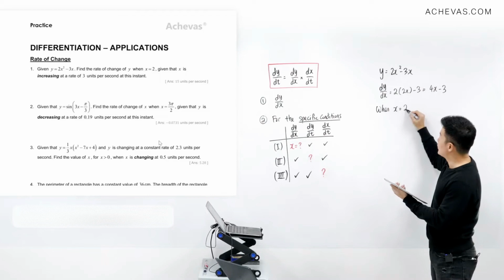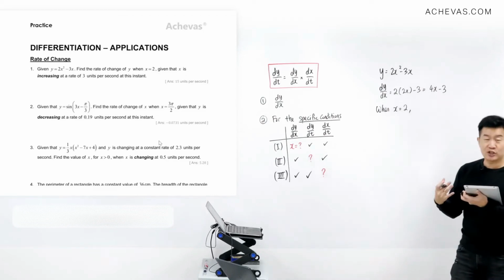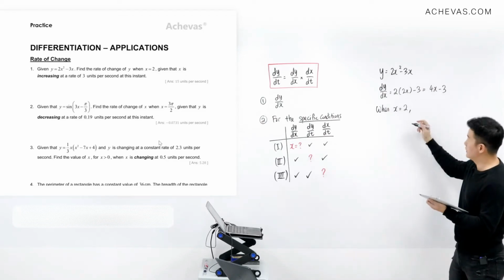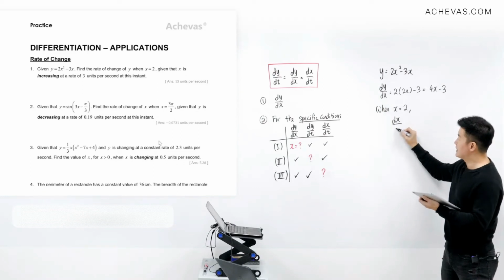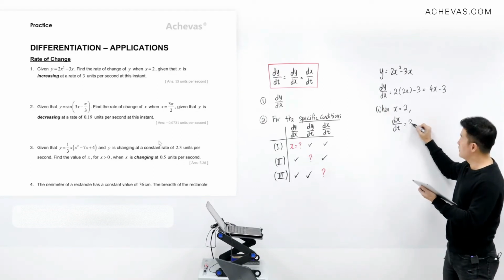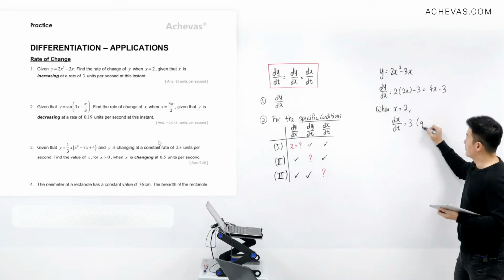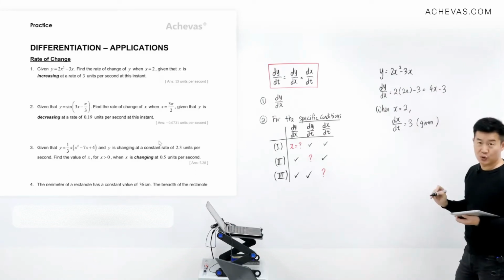It is when x is equal to 2. There's another condition that is actually also given to us, so I'm going to write it down here. The question says that x is increasing at a rate of 3 units per second. So I'm given this by the question also.